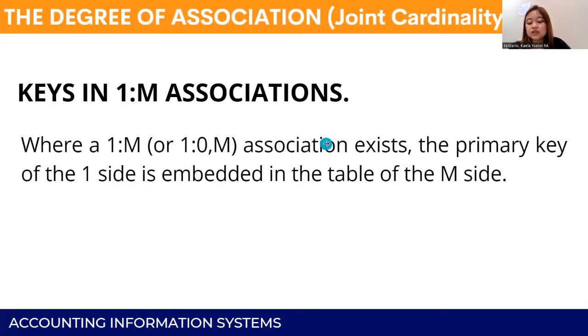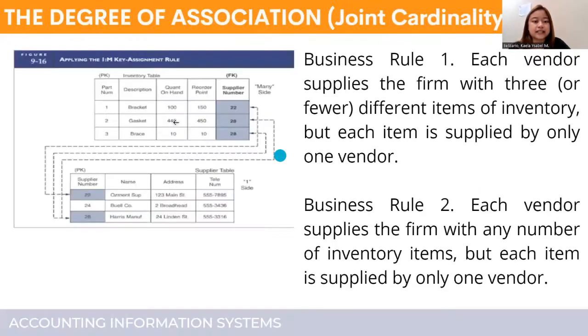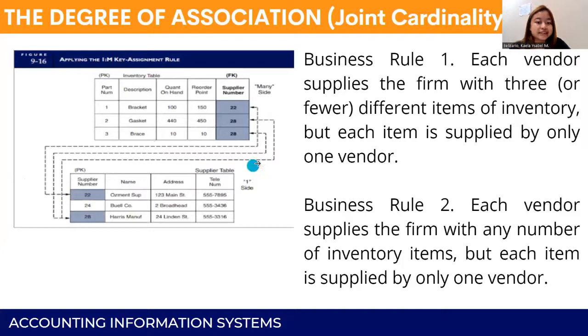Next is the keys in 1:M association. So where a 1:M association exists, the primary key of the one side is embedded in the table of the M side. So meron tayong table here para mapakita natin yan. So ito yung one side, ito yung M side. So, based dun sa definition ng 1:M, the primary key of the one side, ang primary key natin is the supplier number, embedded din siya sa M side, which is here. Nasa supplier number din siya.